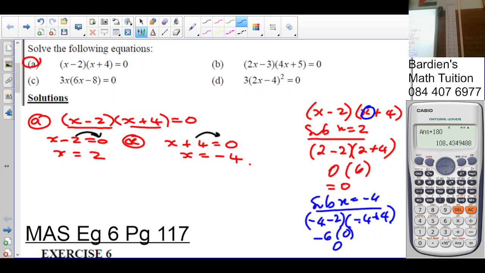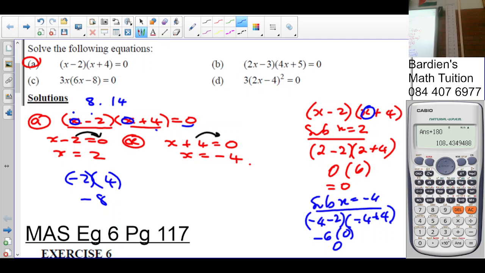Say we chose x to be 10. It's going to be 10 minus 2, which is 8, and 10 plus 4 is 14. Is 8 times 14 0? No. You could have chosen any value, it's not going to give you an answer of 0. Even if you choose 0, 0 minus 2 is negative 2, and 0 plus 4 is 4, which is negative 8. Is that true? No. So the only two values for which x can be for that equation to be true is x is equal to 2 or x is equal to negative 4.